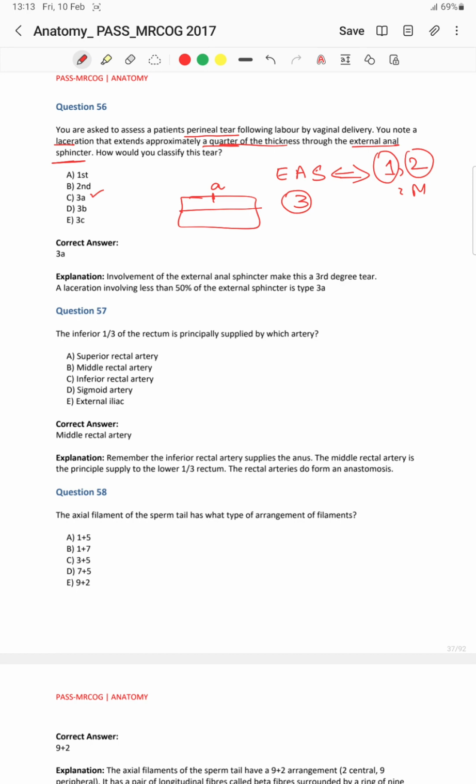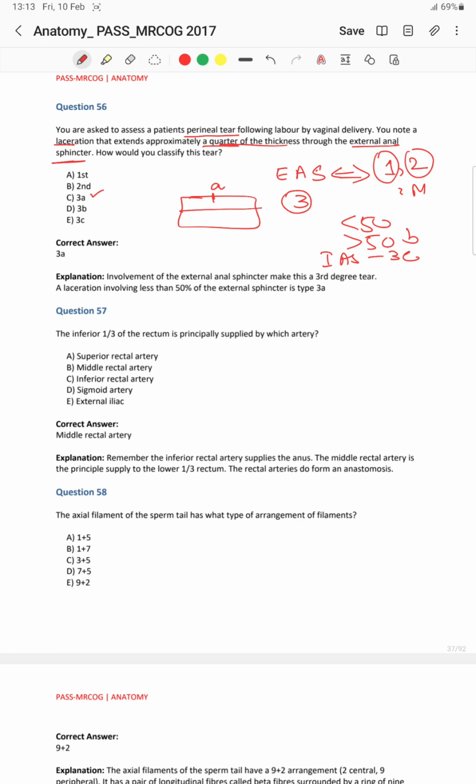And 3A is when the laceration is less than 50%, then it will be A. If it is more than 50%, then it will be B. And if it is also involving the internal anal sphincter, then it will be 3C. Okay. Now let's move towards the next question.